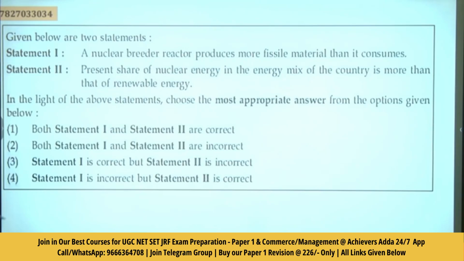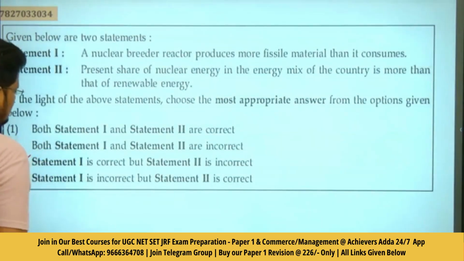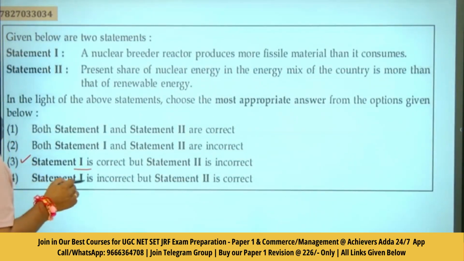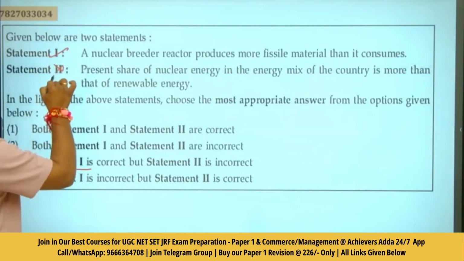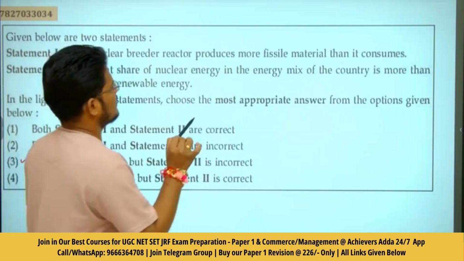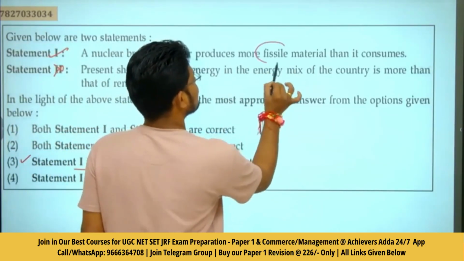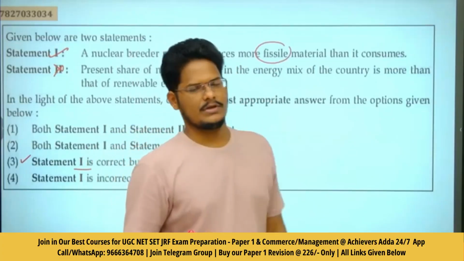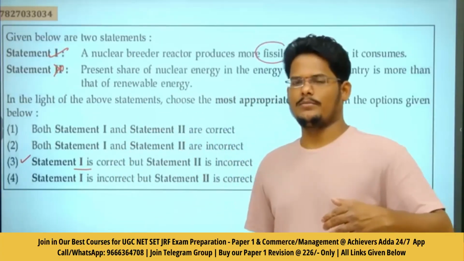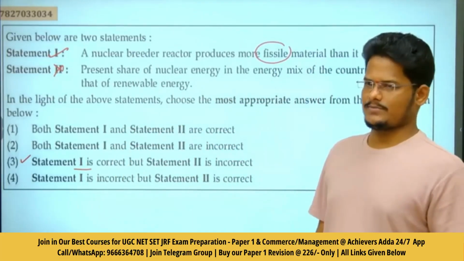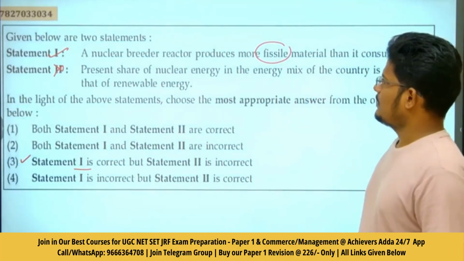Answer is 3. Statement 1 is correct, 2 is wrong. This is correct, this is wrong. Nuclear reactor produces more fissile material than it consumes. How much it is consuming is not important. How much it is producing is more important in the nuclear.